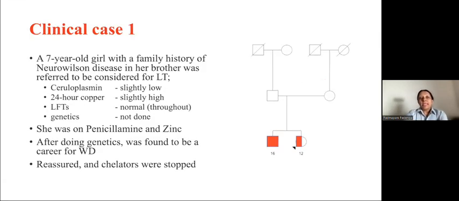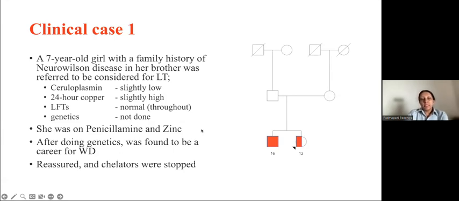If you take this case, she's a 7-year-old girl with a family history of neuro-Wilson disease in her brother. She was the proband. She came to the CNCLD clinic, and the brother was diagnosed with neuro-Wilson disease. This child had a slightly low ceruloplasmin level, and the 24-hour copper was slightly high. Liver functions were normal throughout, and genetics were not done in this family. However, based on these investigations, this child was put on penicillamine and zinc.